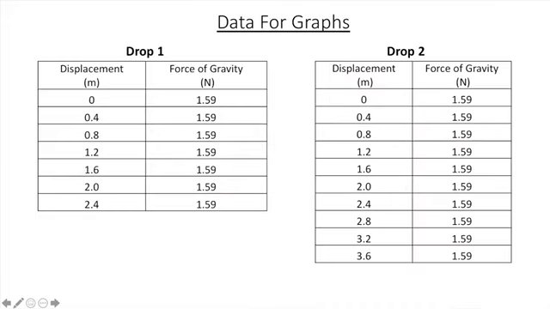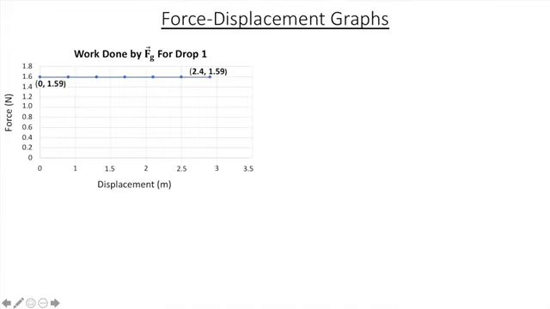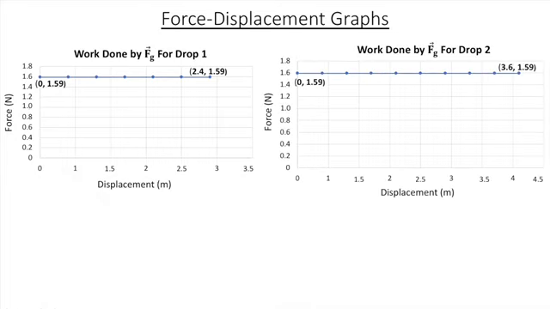Here we have the displacement and force of gravity, or Fg, for drop 1 and drop 2. I used Fg equals mg to find the force of gravity at these points. Here's the force displacement graph for the first drop and the second drop. We can very easily see that these lines are straight and horizontal, but to confirm that, we can find the slope of each graph using the first and last points.